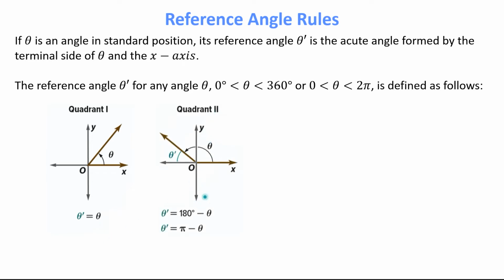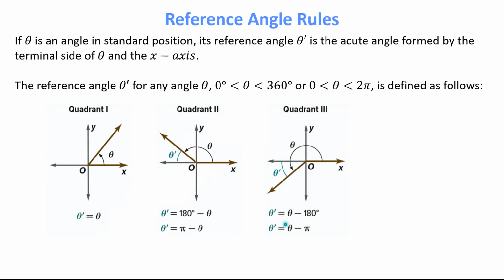But in quadrant 2, we can see that the acute angle now is this angle here on the left. So theta dash is now the angle on the left. And how would we find theta dash? Well, if we know theta, if we did 180 degrees, which is a semicircle, minus the value of theta, we will get theta dash. So theta dash equals 180 degrees minus theta, or pi minus theta in radians. In quadrant 3, to find theta dash, we'll have to do theta minus 180 degrees, or theta minus pi.